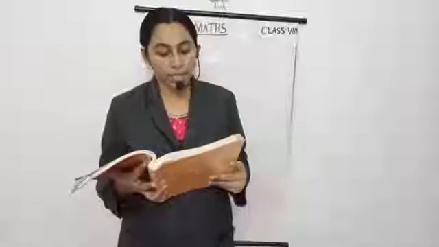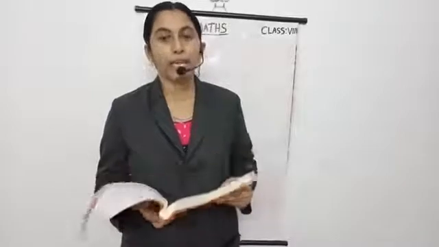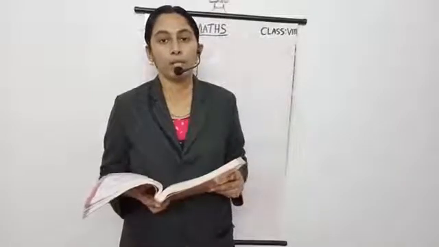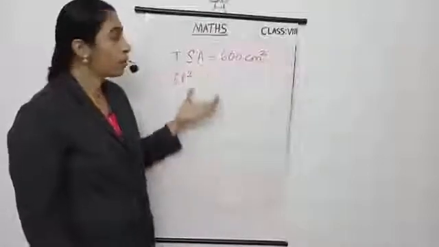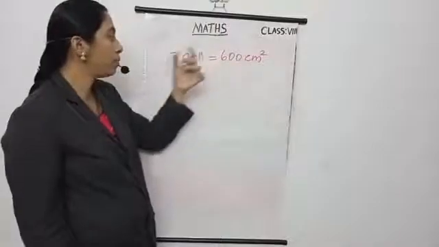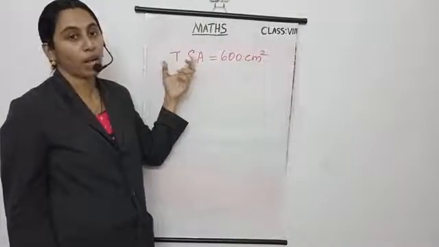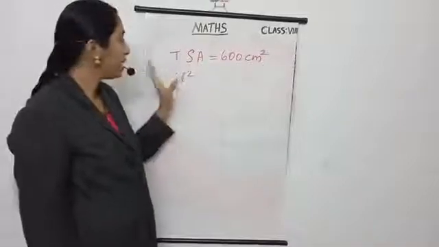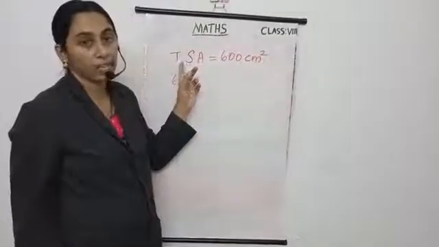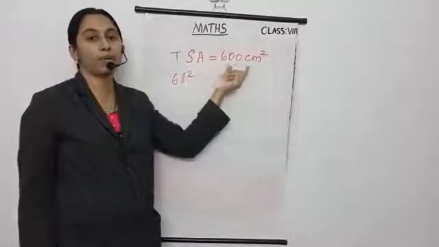Next, question 3. Find the side of a cube whose surface area is 600 centimeter square. So here, the given total surface area of a cube is 600 centimeter square. This is the short form of total surface area. You must write it in full, not like this. Okay. So total surface area is equal to 600 centimeter square.